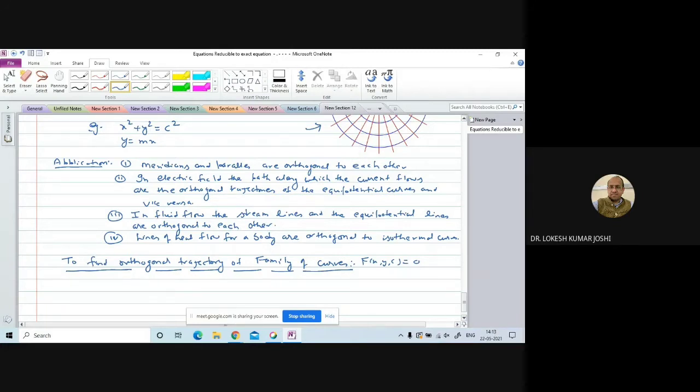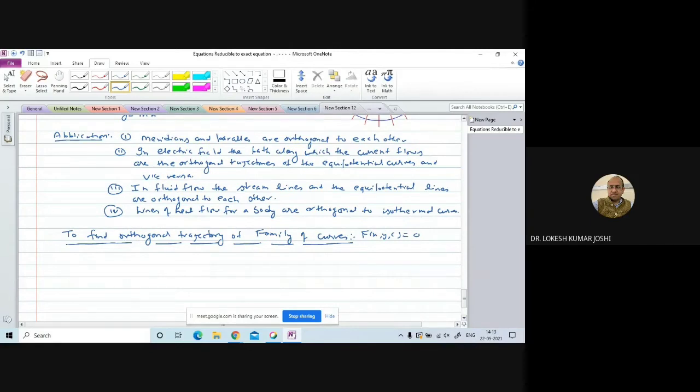Then the steps to find orthogonal trajectories. Step one is to differentiate the function and form a differential equation in the form.